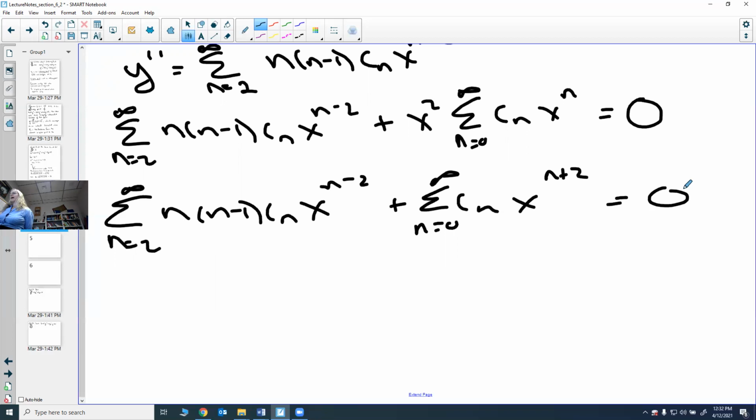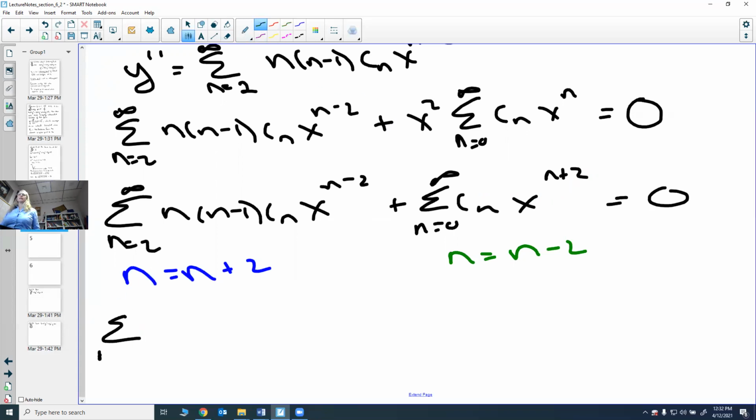Well, great, except now we need to shift things because we both want these to be x to the n, and they're not. One is x to the n minus 2, one is x to the n plus 2. So for both of these, we need to figure out what my new n is going to be. In this case, we're going to let n equal n plus 2, because n plus 2 minus 2 will give me n. This one over here, we're going to let n equal n minus 2, because n minus 2 plus 2 is, of course, n. All right, so that's what we're going to put into these.